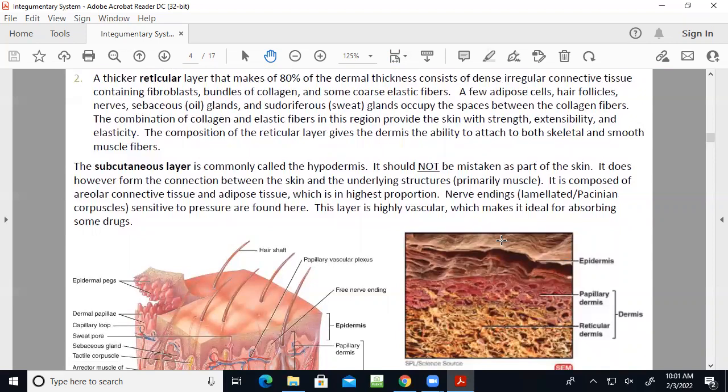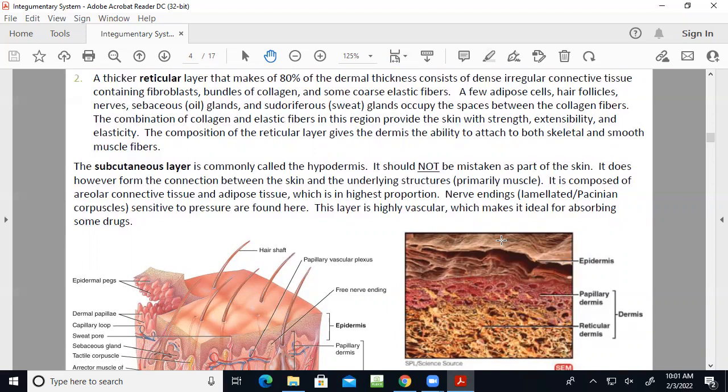It's not just collagen here. There are coarse elastic fibers, and then lots and lots of fibroblasts, those cells that I've mentioned. We do also find a few adipose cells. There's also hair follicles, nerves, sebaceous oil glands, sudoriferous or sweat glands that occupy the spaces between those collagen fibers. And I've already mentioned this, but the combination of collagen and elastic fibers in this region provides our skin with great strength, but also at the same time, extensibility and elasticity.